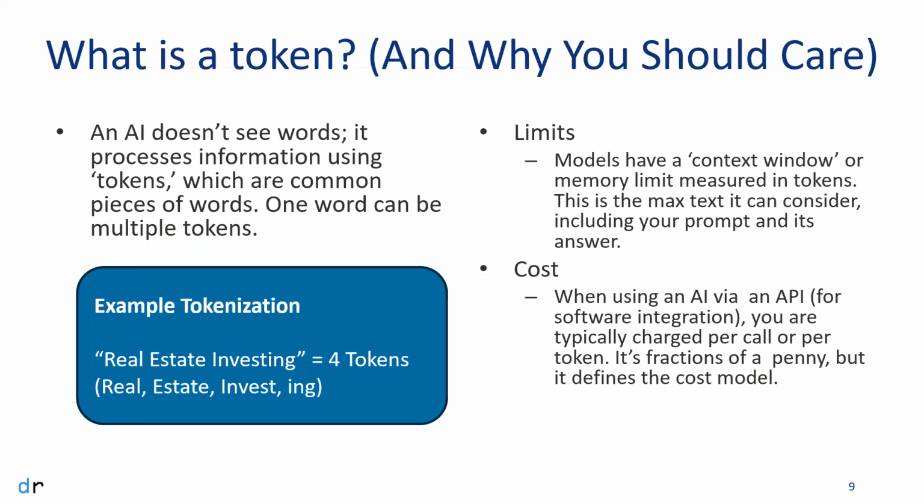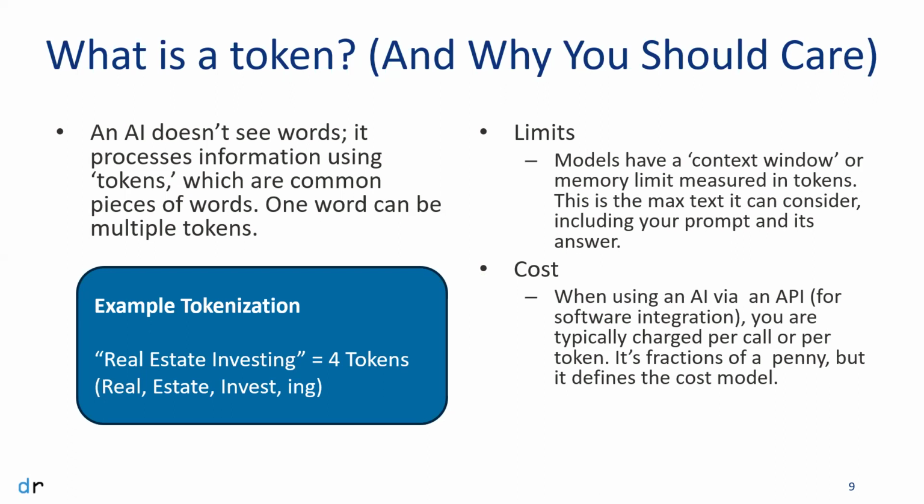The second reason is when you're using the AI via an API, an application programming interface. That is where the app on your phone or your computer is talking to the AI to do some specialized task. They're either going to pay by the call or pay by the token. It depends on which plan the app developer signed up for.